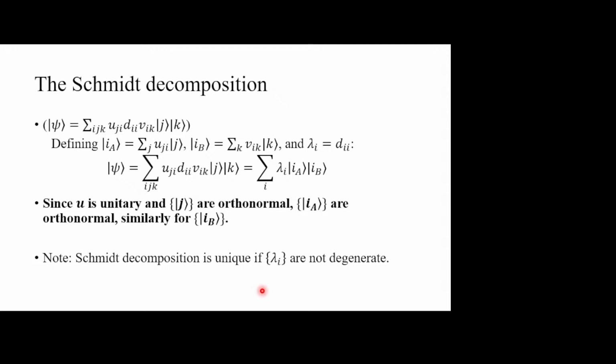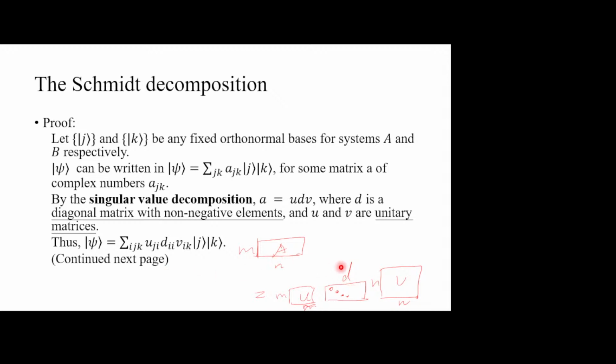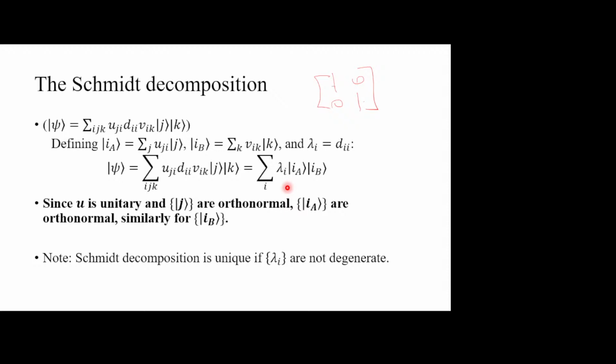sometimes they are not unique because lambda I might be degenerate. That means that you might have some lambda I equal to lambda J, just like the eigenvectors. Remember, when we talked about eigenvectors, we said eigenvalue decomposition may have degeneracy. Say your matrix looks like this, and you have an infinite choice of eigenvectors for this matrix because the two-dimensional space is degenerate. Similar things will happen in singular value decomposition. If you have degenerate singular values, then your singular vectors are not unique, and then you have some freedom in choosing your |i_A> and |i_B>. Okay, so that's Schmidt decomposition.